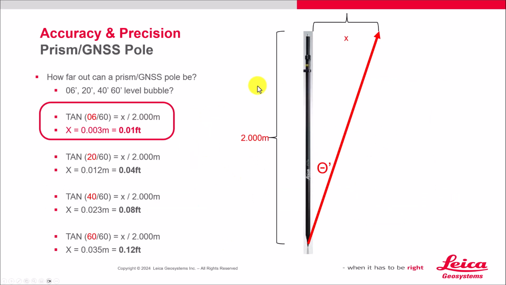So how far out can a pole be? Well, it's kind of shocking, but we got 6 minute, 20 minute, 40 minute, 60 minute. I tend to use this 20-minute pole, but let's take a look at the most accurate one. And if you're out 1 unit of that, the 6 minutes, you're 100th out horizontally. Now, this is the common one that we mostly all have, the 20-minute. Well, that equals 400ths of a foot. So even with some pretty good poles, it doesn't take much to be out, right?